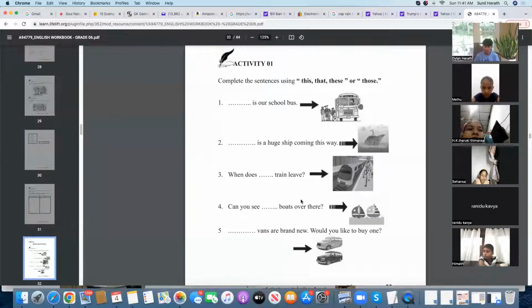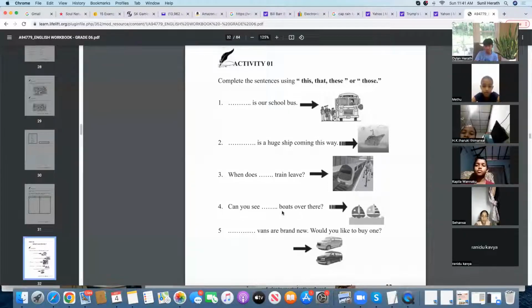Can you see that boats over... Boats over. In this case, because we're talking about a plural, you see, it's boats here. You wouldn't use this or that in this case. You would use either these or those. So which one from these or those would you think is better?